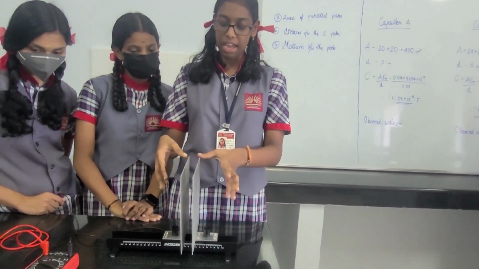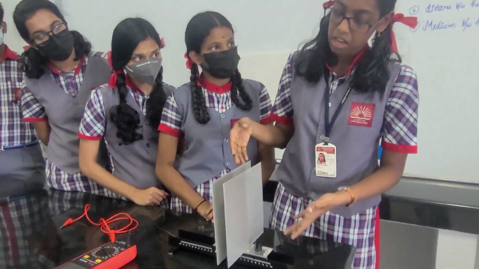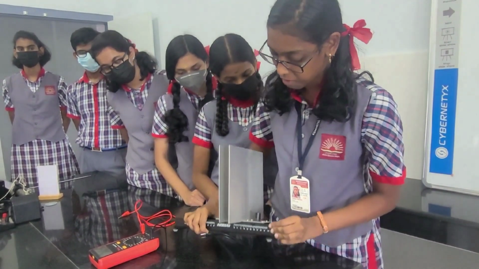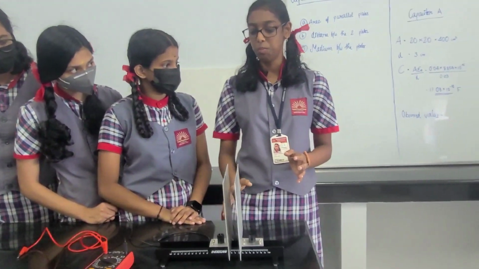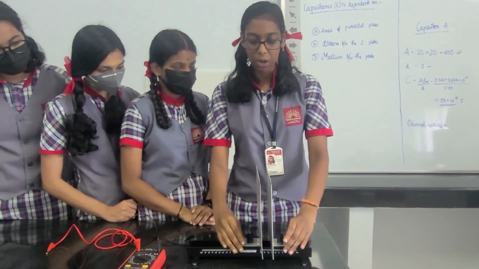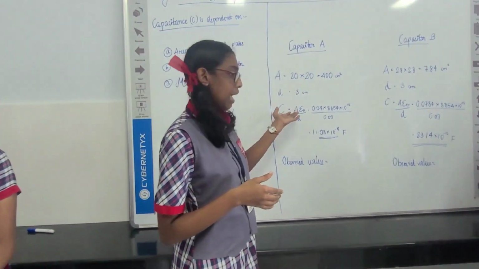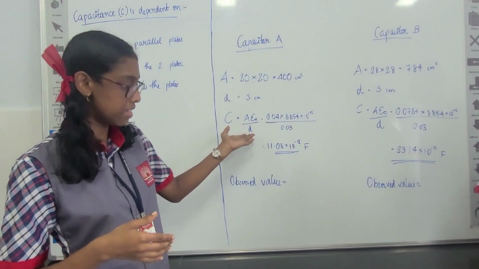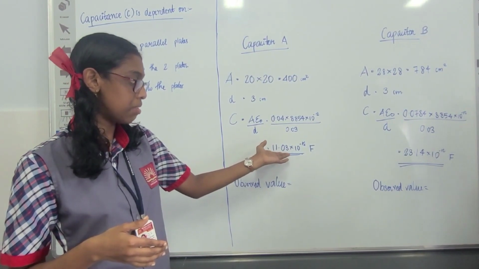Capacitor A has a parallel plate area of 20 into 20 centimeter, that is 400 centimeter square, and we have kept a distance of separation of 3 centimeter between the plates, and the medium between these two plates is air. We calculated the capacitance using the formula capacitance equal to area into epsilon 0, that is permittivity of free space, divided by the distance of separation, and we got a value of 11.08 into 10 raised to minus 12 farad.